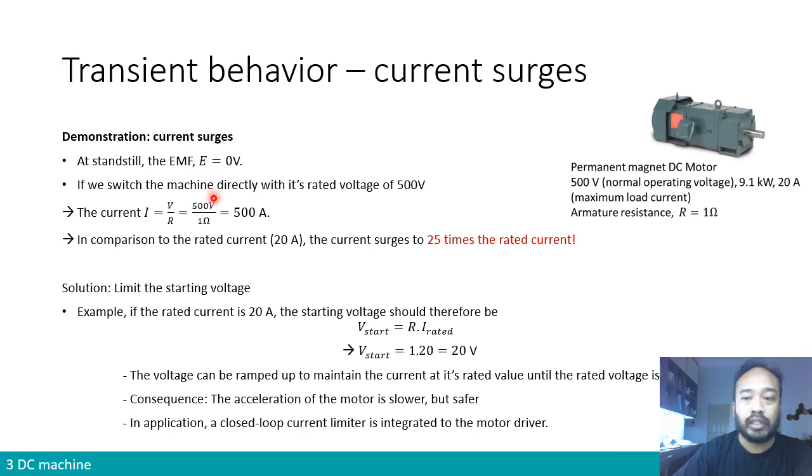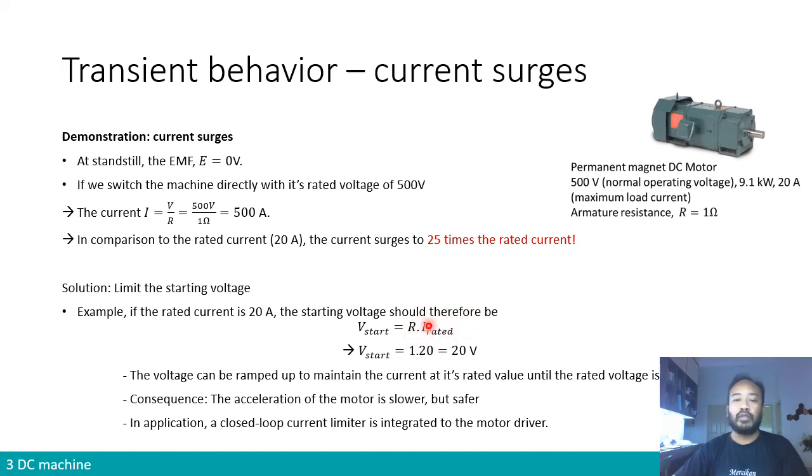So what is the solution? With regard to the surge current that is 25 times bigger than the rated current, the solution is to limit the starting voltage. You cannot switch on your DC machine directly using the rated voltage. We need to make sure that during starting, in the equation I equals V over R, the current is limited to 20 amps. So the starting voltage, V start, needs to equal the resistor multiplied by the rated current.